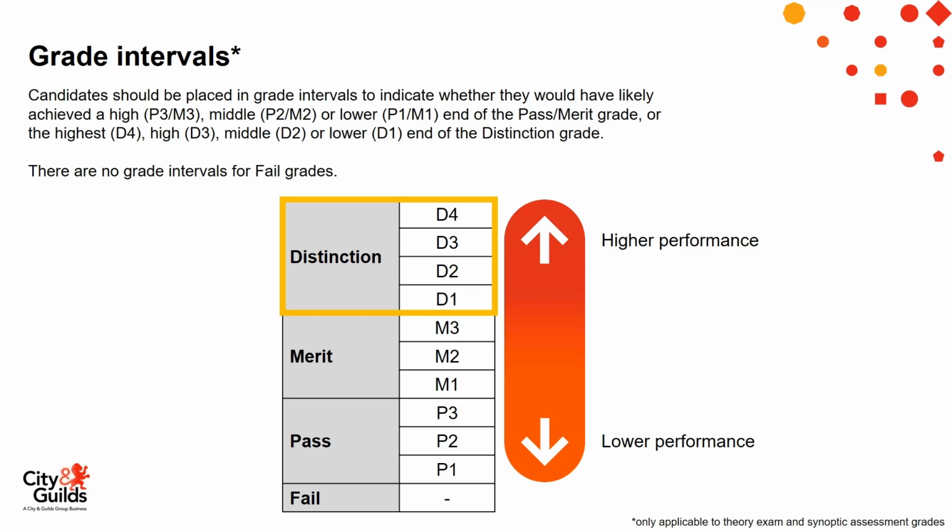For pass and merit grades, there are only 3 grade intervals: high, which is either P3 or M3, middle, which is either P2 or M2, and low, which is P1 or M1. There are no grade intervals required for a fail grade, however you will still need to rank order these candidates at the next stage, so please bear this in mind. The graphic shows how we can view this as a sliding scale of performance, with P1 being the lower performance of the pass grade, right through to D4, which is the highest performing distinction grade.